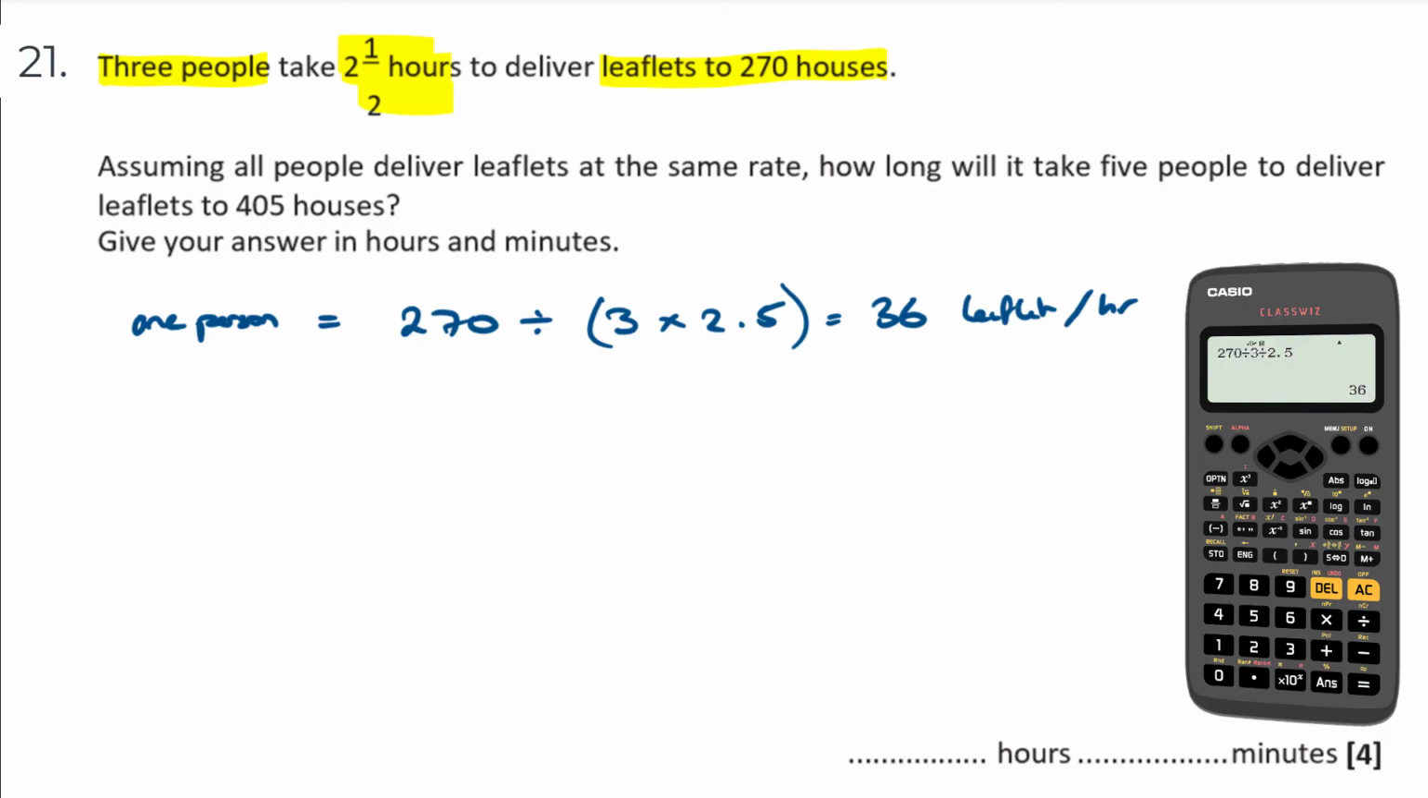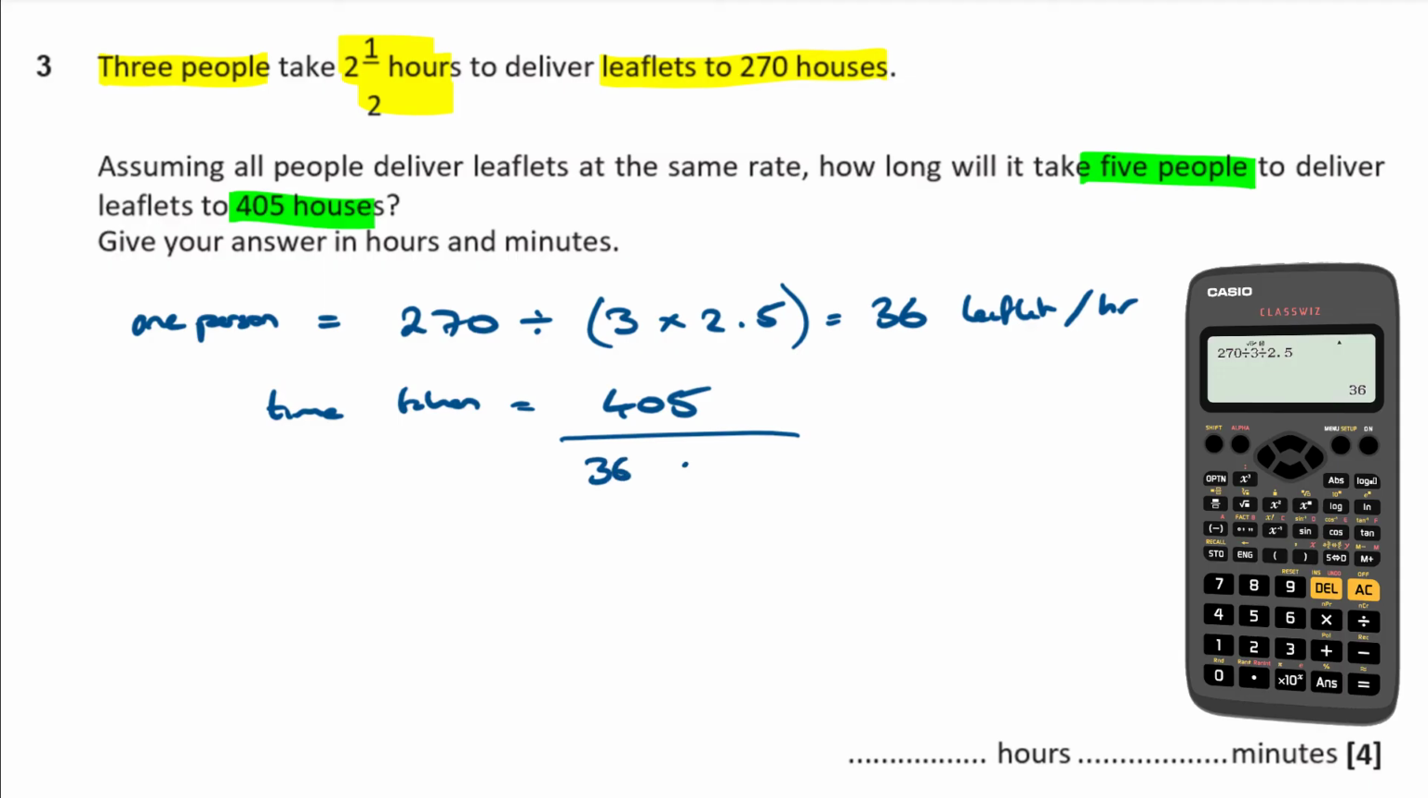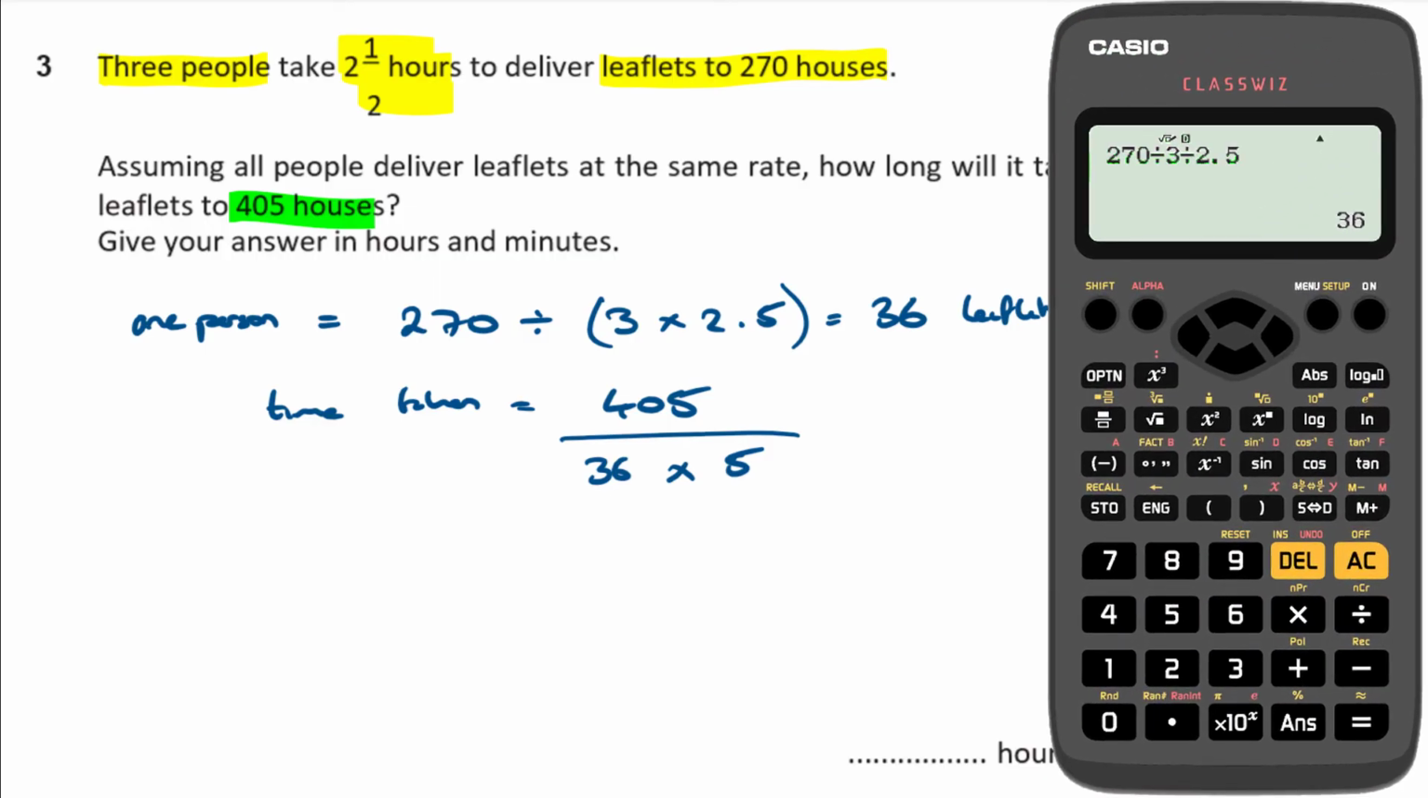Okay, right. So then for the second situation, we've got 5 people and they need to deliver 405 houses, and we want to know how long it takes. So time taken for the second situation, take our 405 houses, divide it by 36. We also want to divide by 5 as well, because there are 5 people delivering them, isn't it? So it's going to take a fifth of the amount of time that one person does. So it's going to be 405 divided by 36 divided by 5. That comes out to be 2.25.